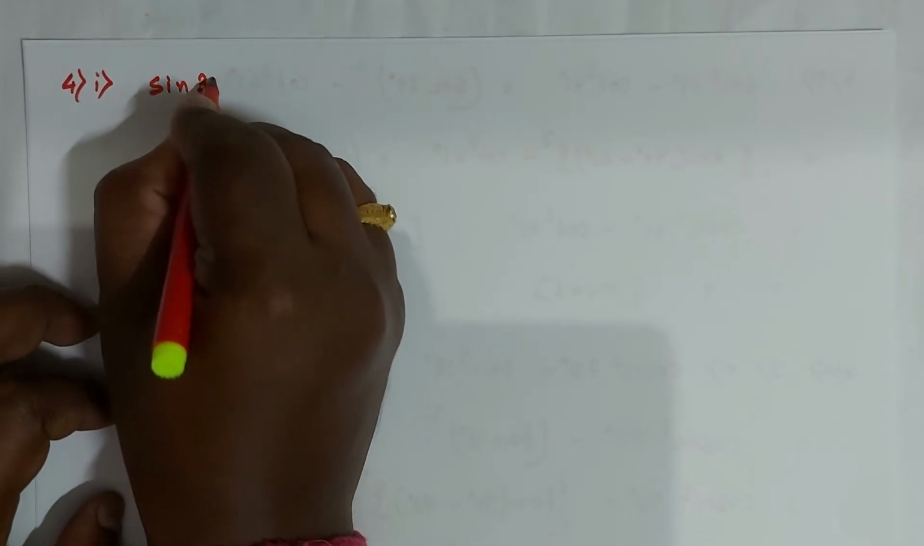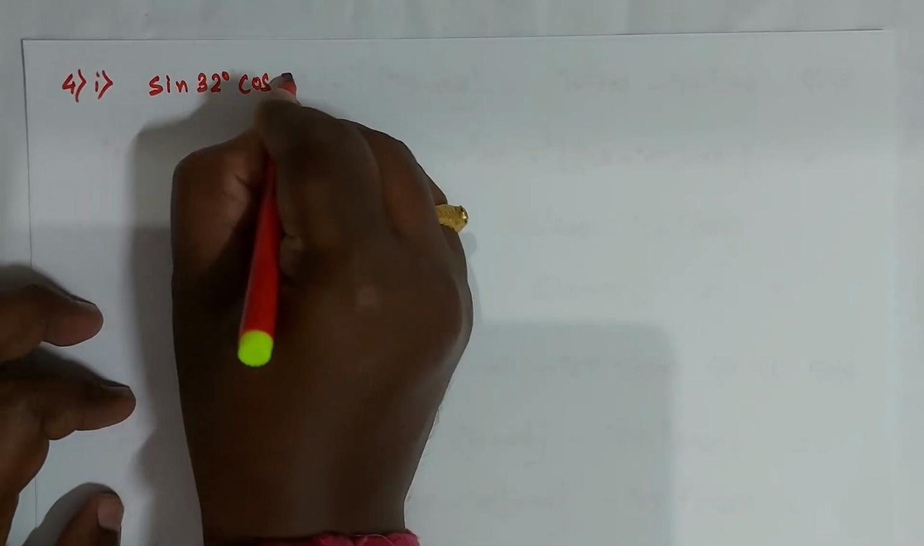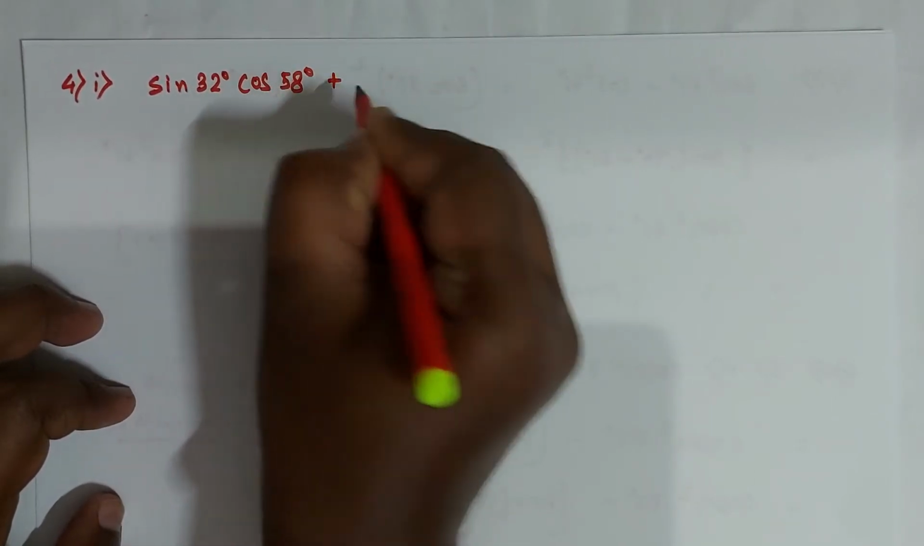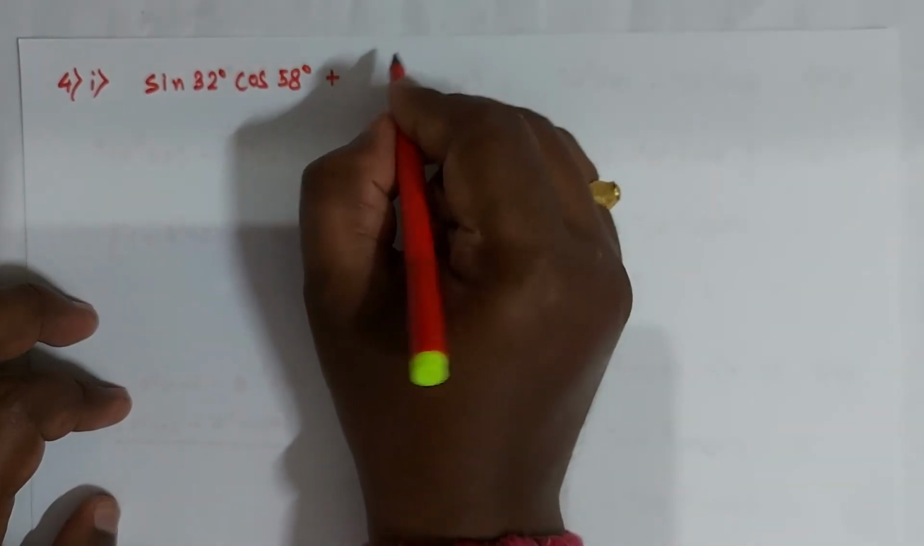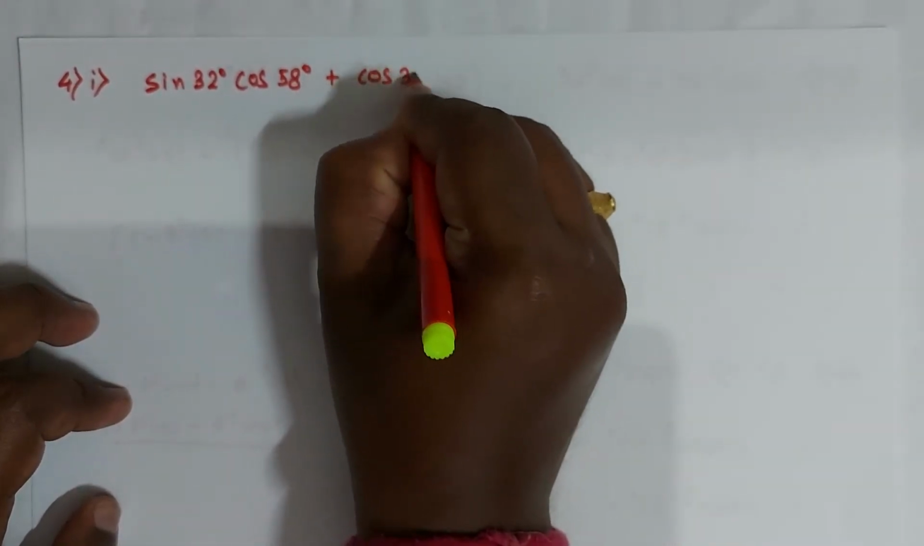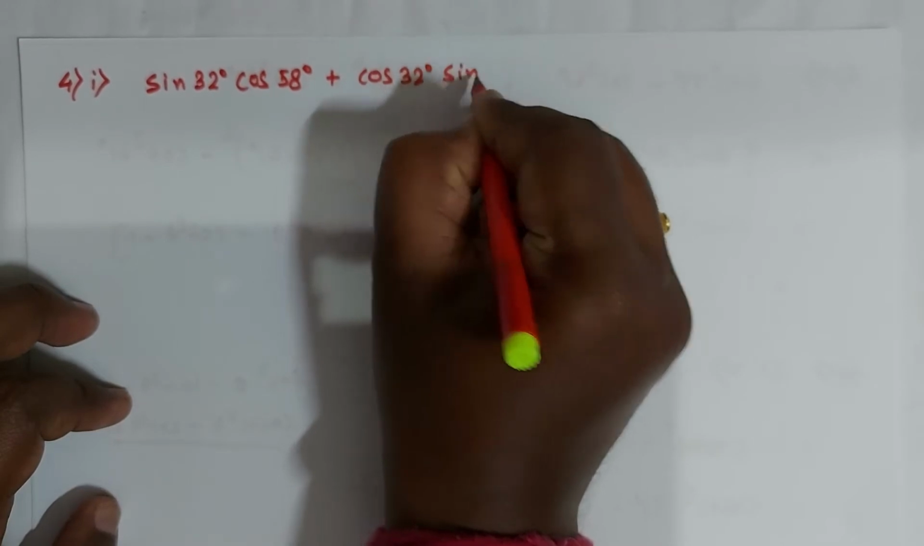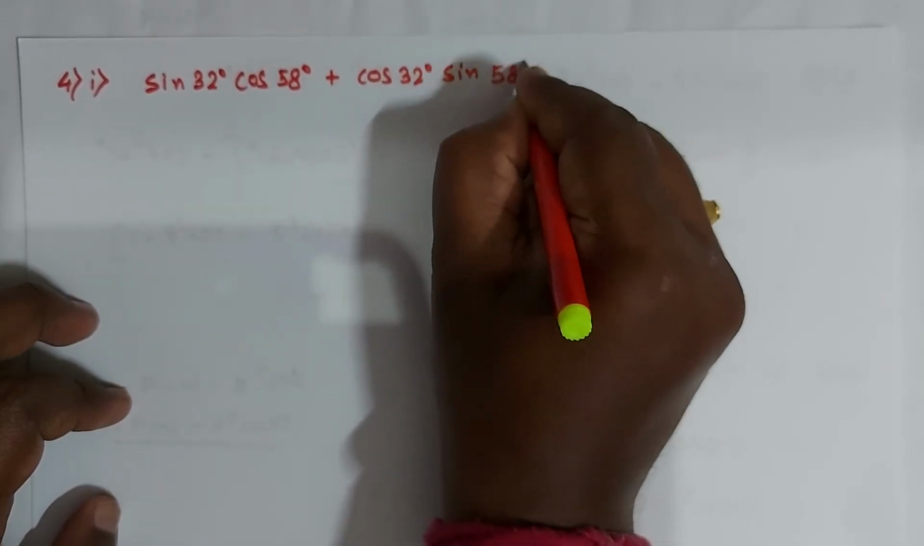Next is question number 4.1. Sine 32 degree cos 58 degree plus cos of 32 degree into sine of 58 degree.